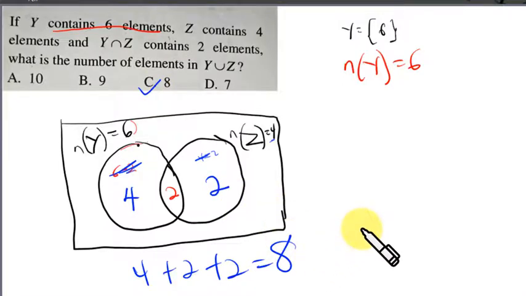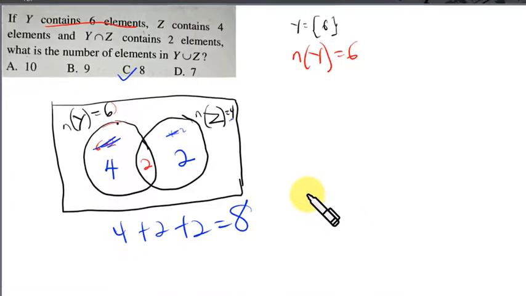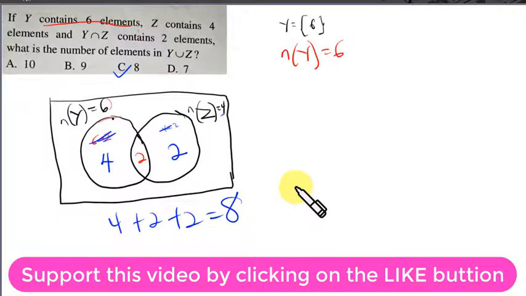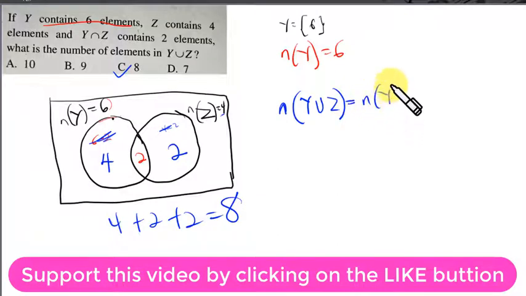Now there is another way to solve this. If we are talking about the number of elements and not the elements themselves, then there is an expression that we can use to solve this. The number of elements in Y union Z, that is when you combine the two sets, of course we don't have complements here, so that's not going to be a problem, is equal to the number of elements in the set Y plus the number of elements in the set Z minus the number of elements in the intersection, Y intersection Z.